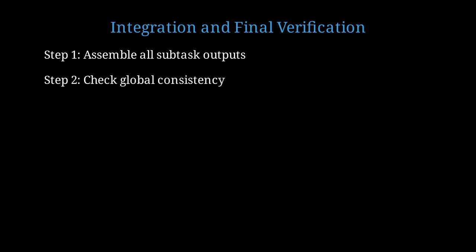This is the critical final phase. Step 1. Assemble all subtask outputs. Collect all intermediate results and ensure interfaces match correctly. Step 2. Check global consistency. Do the combined results satisfy overall problem constraints? Are there contradictions between subtasks?